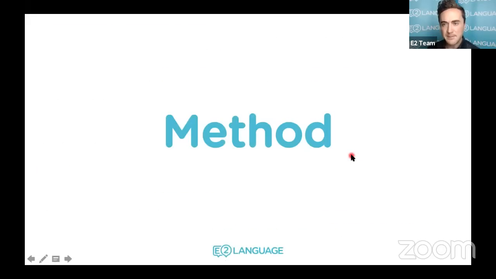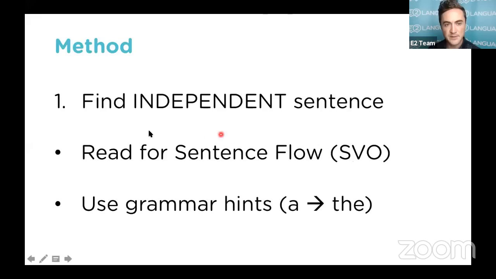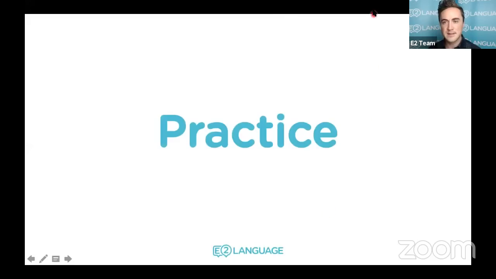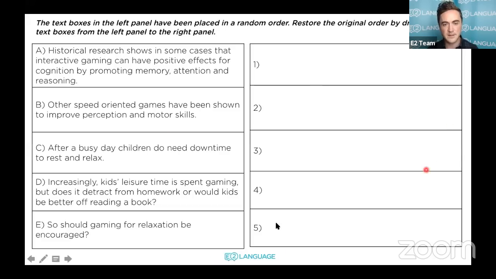Right, let's recap the method because I'm going to give you 2 practice ones to do. So first of all, find the independent sentence. Read for sentence flow, including subject, verb, object, subject, verb, object. Use your understanding of grammar. Use grammar hints like and the. Let's do some practice. I'll disappear. I'll give you 2 minutes to do this one here. Find the independent sentence first.